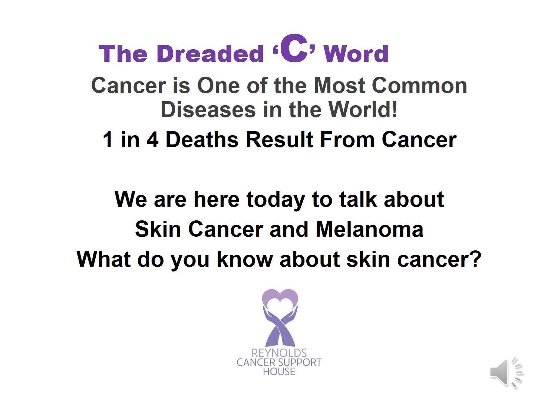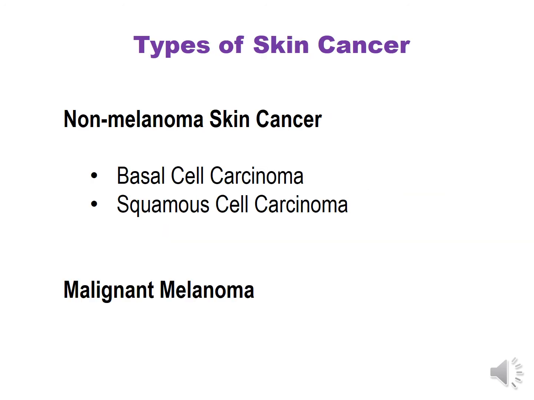So 1 in 4 deaths result from cancer. That's all forms of cancer. In terms of melanoma, 1 person dies every hour from melanoma. This is a preventable disease, and there's no reason for someone to die every hour from a preventable disease.